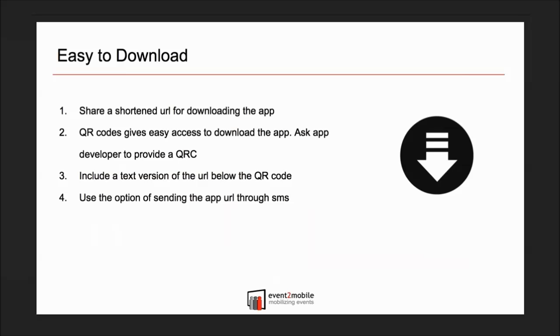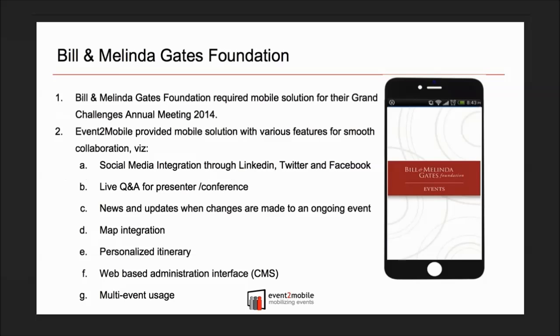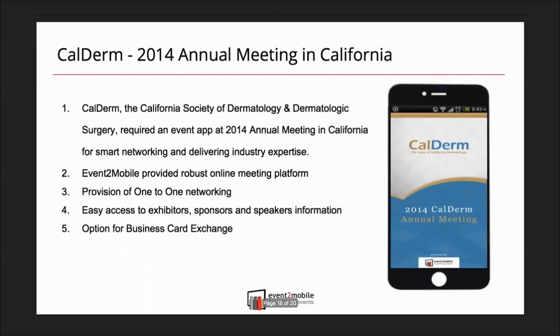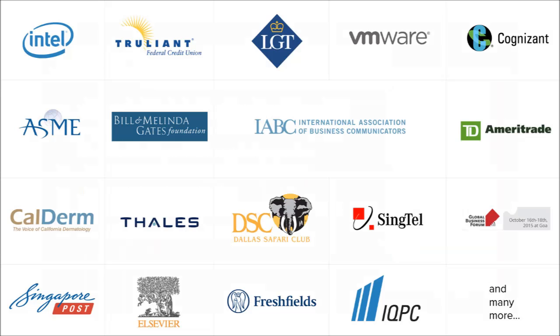Some of the clients, how they use the app, what features they really use. The Bill and Melinda Gates Foundation heavily uses the app. They used it a lot for their polls and live Q&A, etc. The CAST conference in Singapore, Cal Durham, United States, and some of our other clients are consistently using these features to increase audience engagement and attendance.